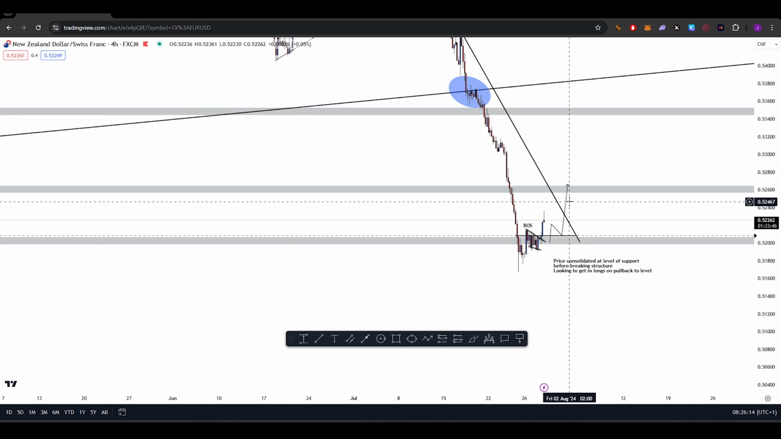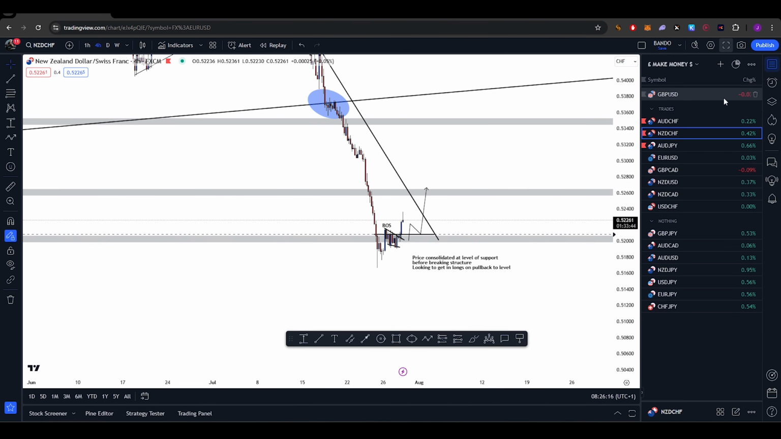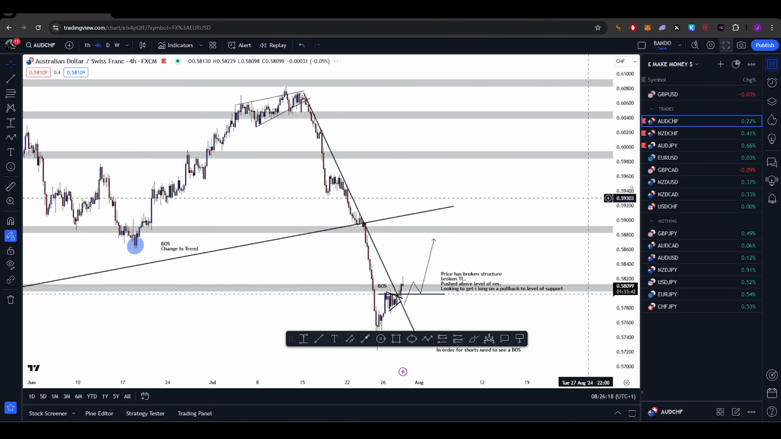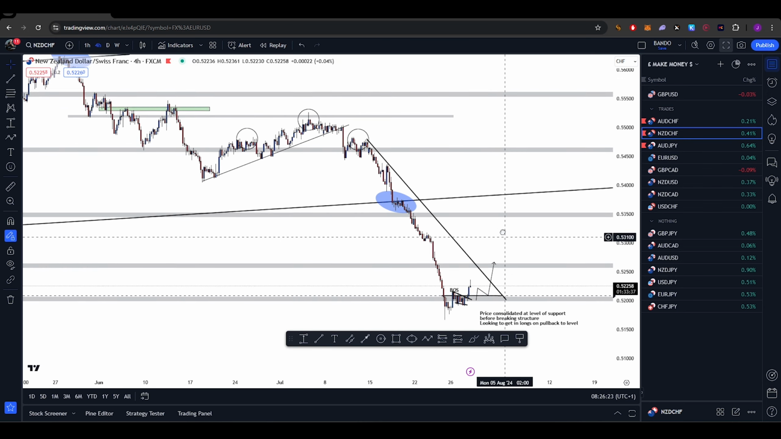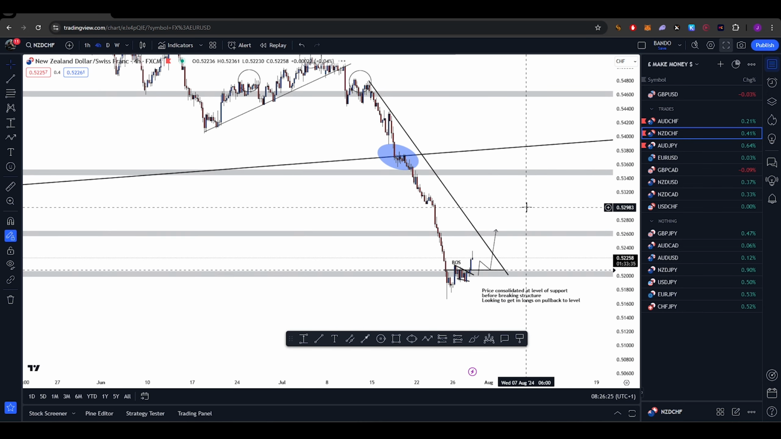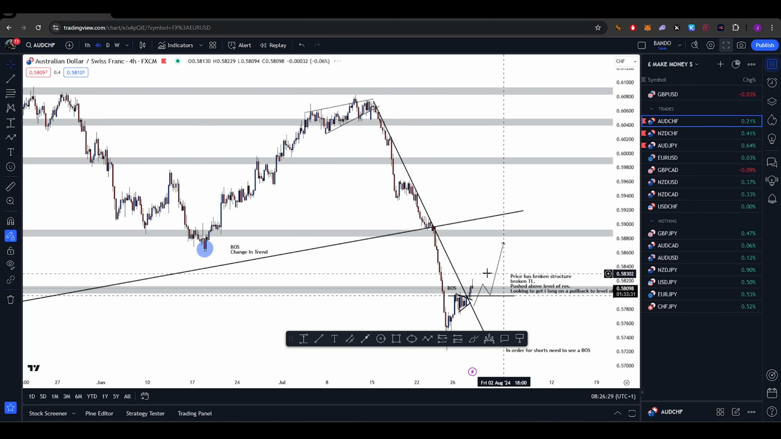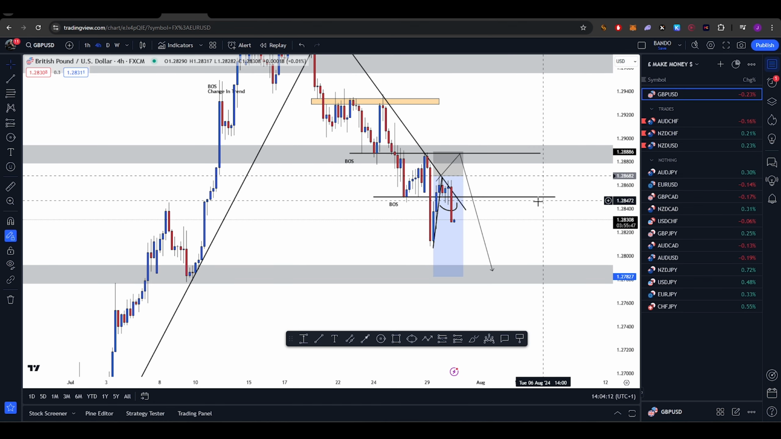That's two potential scenarios I'm looking at for today on New Zealand Swiss and Aussie Swiss. Aussie JPY, nothing yet. But yeah, that's the new potential trading scenarios. So if I do come back, you will see me entering that. If not, then obviously I didn't enter them. But yeah, that's it. All right, guys, update on this GBP US dollar trade.